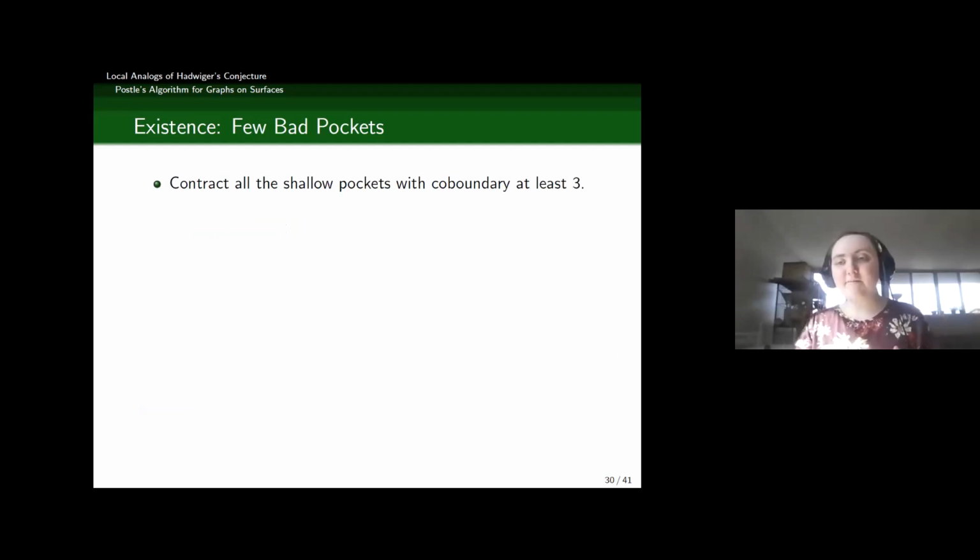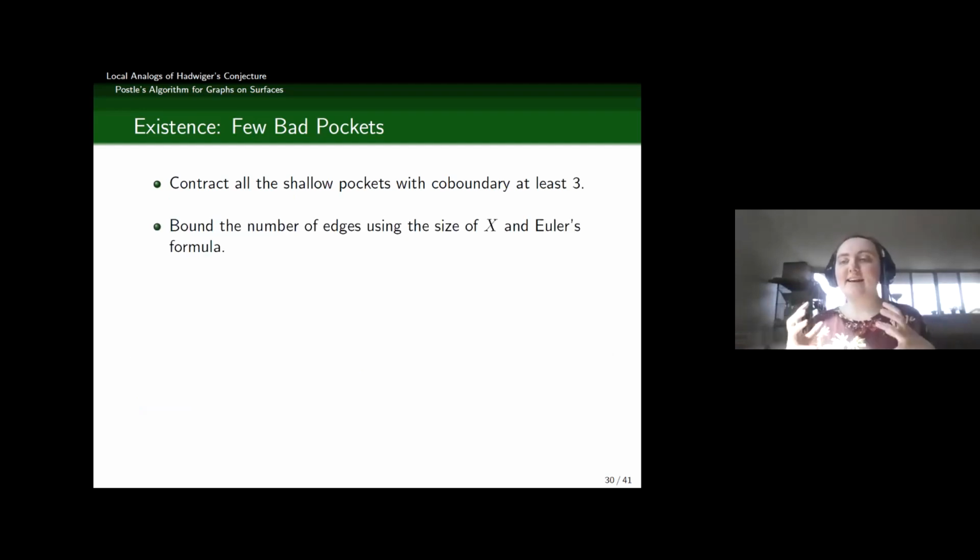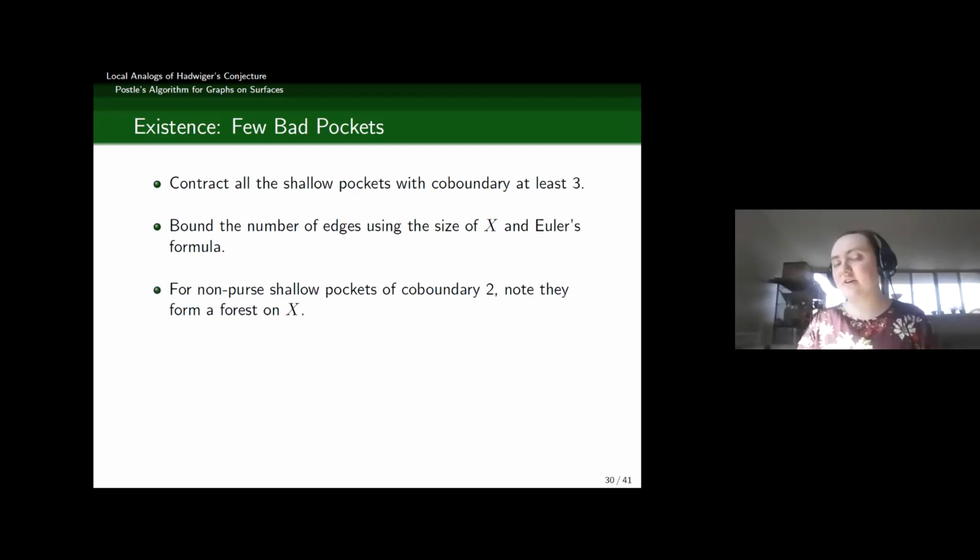So bad pockets are pockets that are not purses and that are shallow. They're not deep. So you want to contract all the shallow pockets that have coboundary at least 3. And that gives you still a planar graph. So you can bound the number of edges in this graph using the size of X, your separator, and Euler's formula. And that gives you a linear bound.